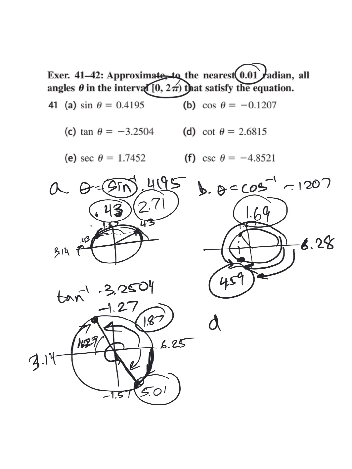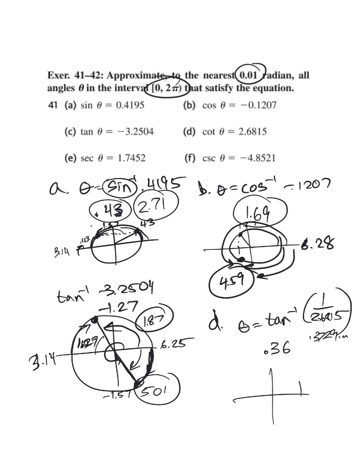D is cotangent. Now we got to do the reciprocal. So we're going to take the arc tangent of the reciprocal of 2.6815. So we got to do 1 divided by 2.6815. And that's 0.3729, and so on. So take the arc tangent of that. And that gives us 0.36. So 0.36 is about right there.